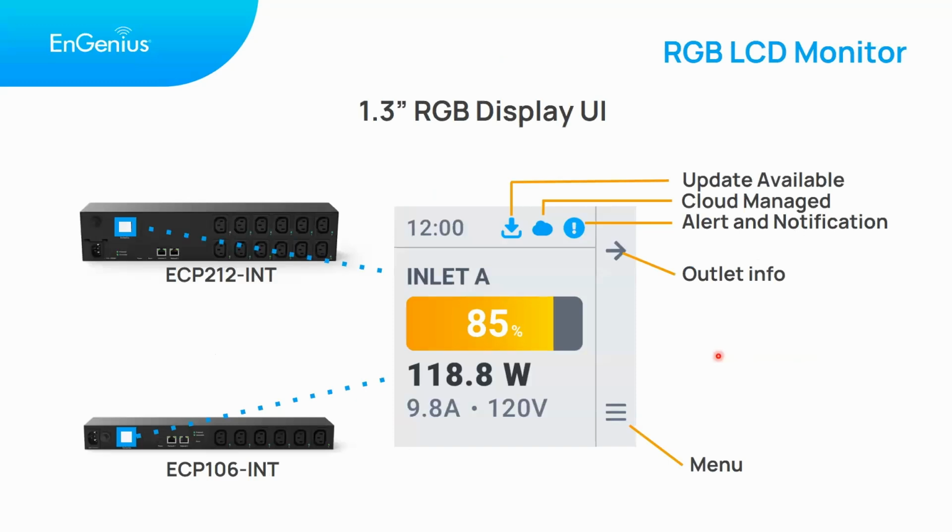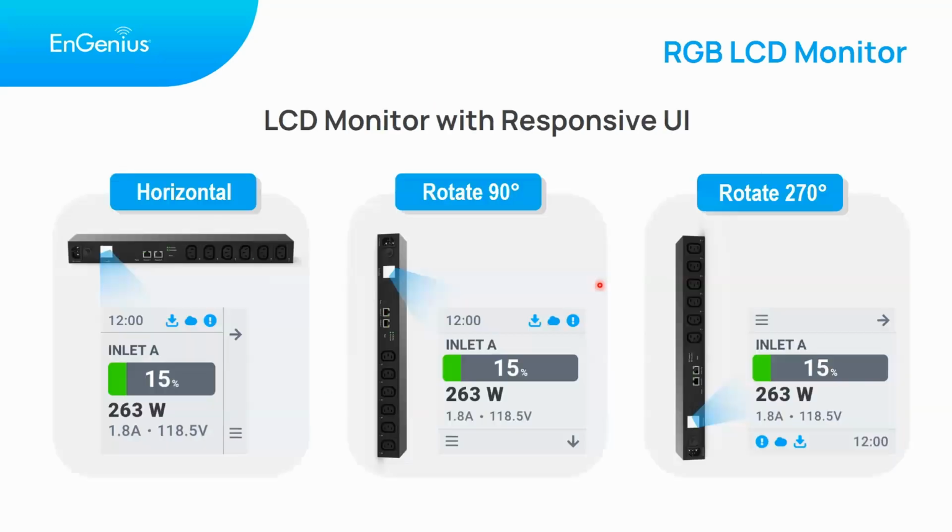So for the screen itself, the built-in LCD panel, you have information on whether there is a new firmware upgrade that you can push on the unit. You also see whether the unit is cloud managed. You would also have information on whether you have alerts, and then you can of course scroll further if you need to view more information, maybe the power draw per socket or per port. So you can scroll through that through the menus as well. I cannot show you that now, unfortunately, but I'll just go through the user interface.